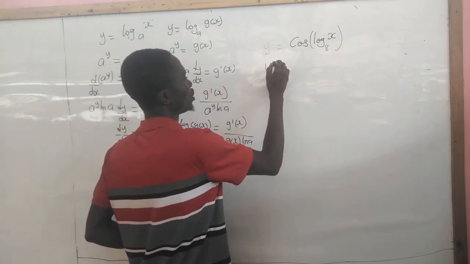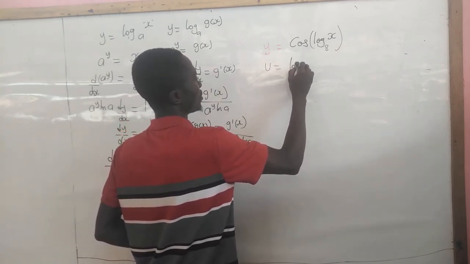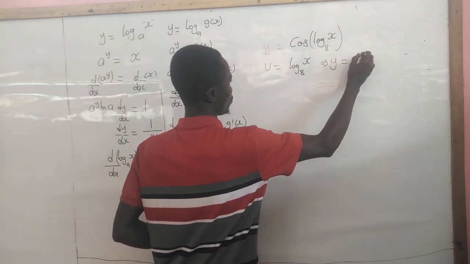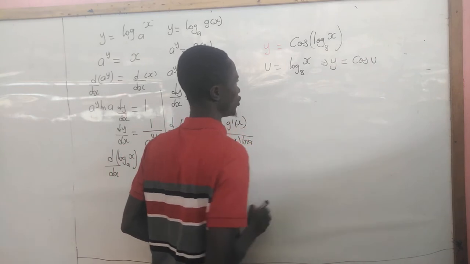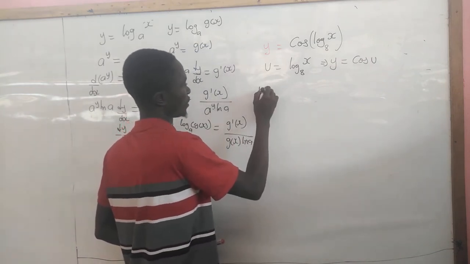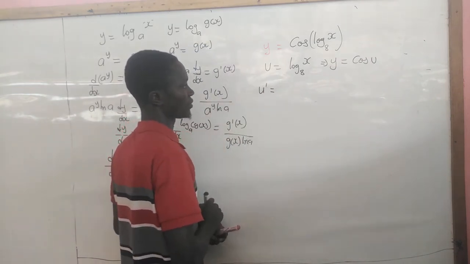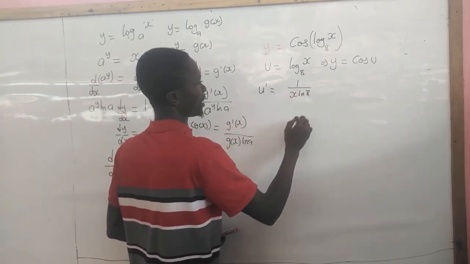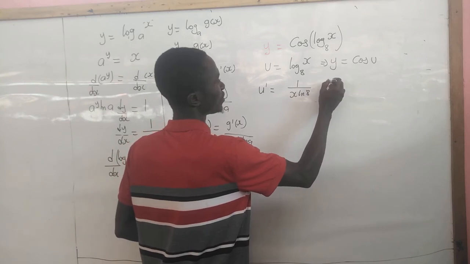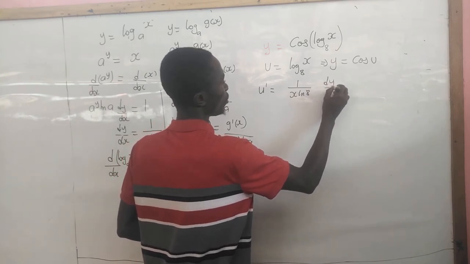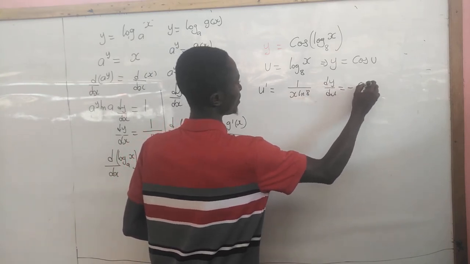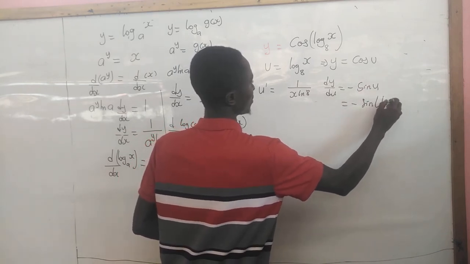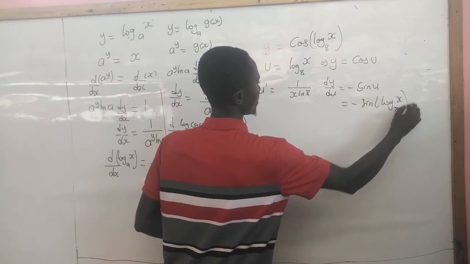So here we let u equal to the inner one, that is log x base 8. And this implies that you have y equal to cosine u. Here u prime will be given by what? Given by 1 divided by x natural log of 8. And here, dy on du will be negative sine u, and that is negative sine log x base 8.